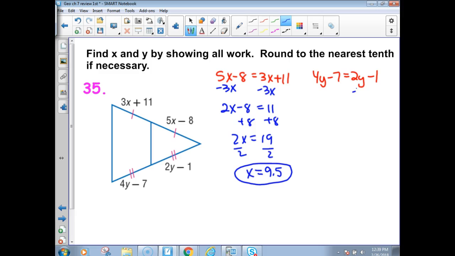9.5. For the next one, we'd subtract 2y from both sides. We'd have 2y minus 7 is negative 1. We would next add 7 to both sides. We'd have 2 times y is 6. We divide by 2 and have y is 3.